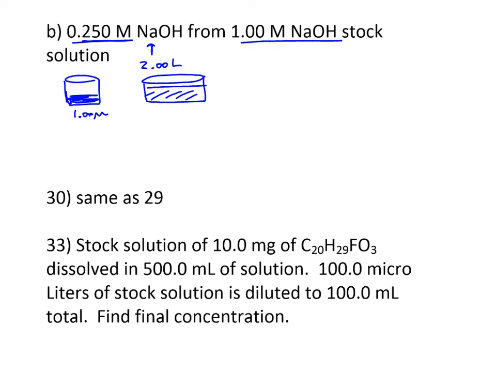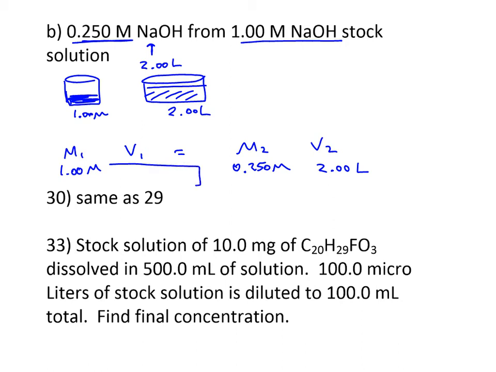So this is going to be M1, V1, M2, V2. You're going to use M1V1 equals M2V2. This is for dilution from a stock solution. Your first molarity is 1 molar. Your second molarity is 0.25 molar. You want to make 2 liters of this, and you want to know how many liters of this you're going to need. So when you do the math, you're going to get an answer of 0.5 liters. So what does that mean?